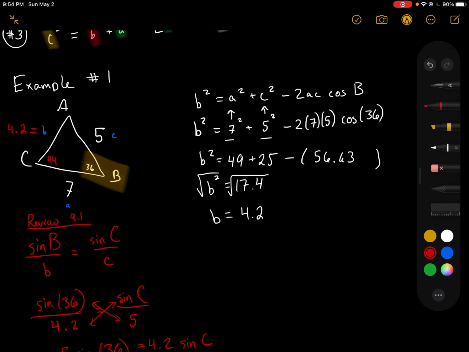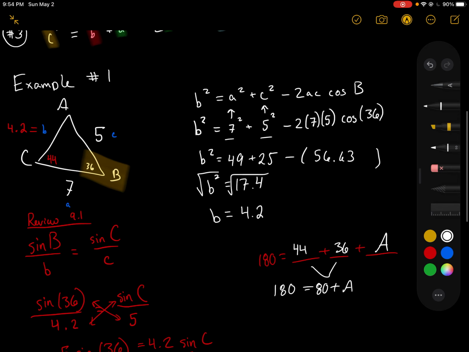So again, review from last week, review from 9.1, but applying that skill to solving for this triangle. So c in this case is 44 degrees. The last step is, how do we solve for our final angle A? Well, we have two angles of a triangle, so some more review here from geometry: all the angles of our triangle add up to 180 degrees.